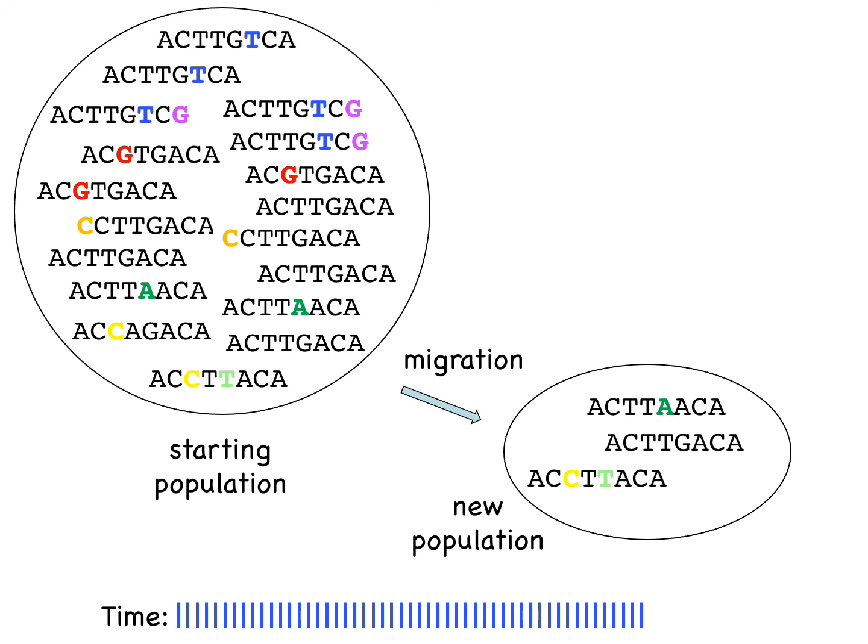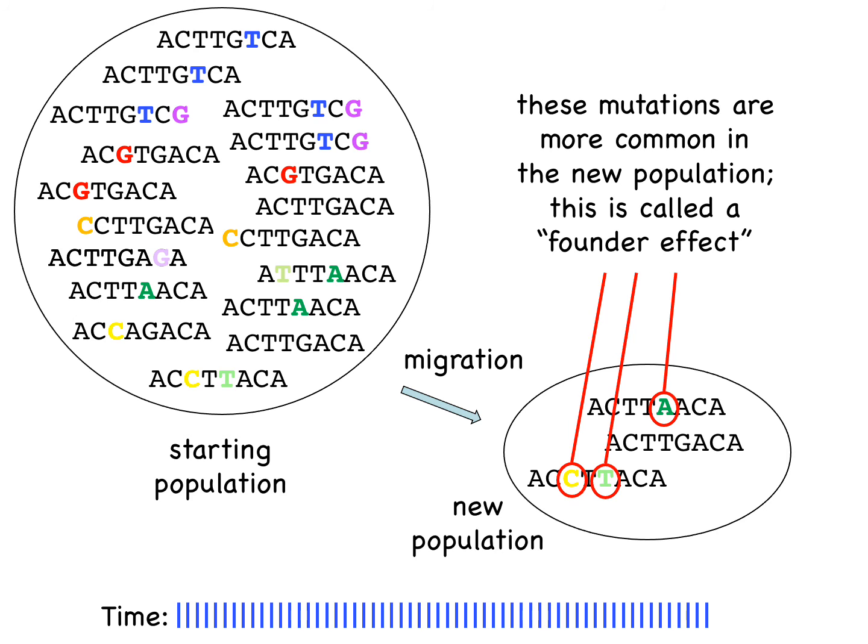Okay, so a couple of conclusions we can draw is that these mutations that are present in the starting population are going to be more common in the new population, because only a subset of the diversity present in the starting population is going to leave, okay? So these mutations, or polymorphisms, whatever we'd like to call them, that are present in the migrating population were also present in the starting population, but since only a subset of the starting population left, only a subset of the genetic diversity left with it as well, okay?